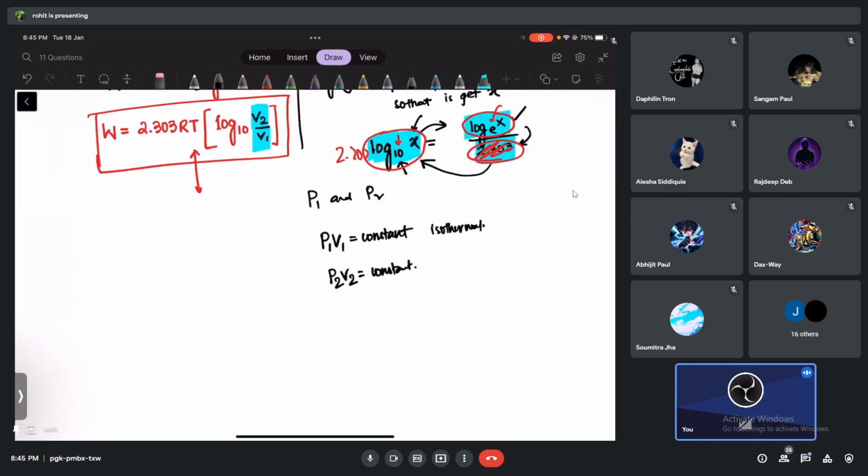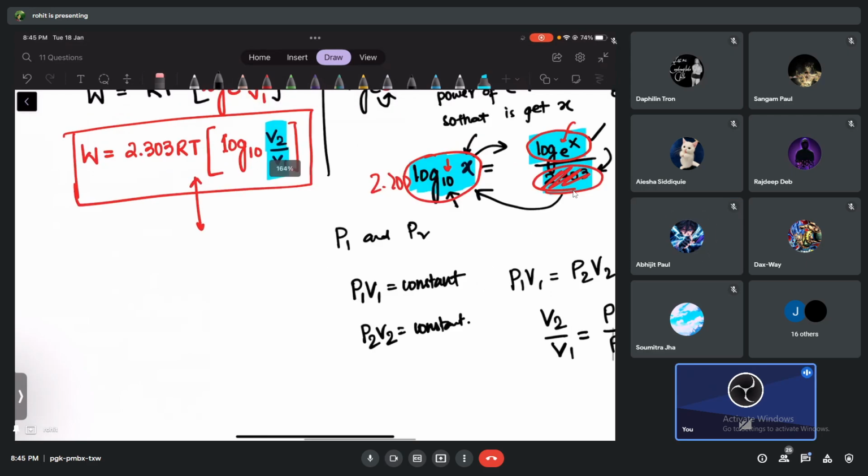Are they different constants or the same constant? What do you think, guys? Same constant, very good. Same. That means P1 V1 is equal to P2 V2. That means I also can write V2 by V1 as P1 by P2 from this formula.